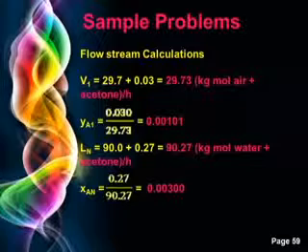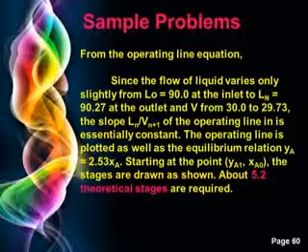After that, we will compute the flow streams. V1 is the vapor leaving the first stage. It is equal to 29.7 plus 0.03. So that's 29.73 kilogram moles of air plus acetone in 1 hour. If we compute the mole fraction in V1, it is equal to 0.03 over 29.73, and that's 0.00101. And we will compute Ln, the liquid leaving the stage. That is 90 plus 0.27, that's 90.27 kilogram moles of water plus acetone in 1 hour. If we compute the mole fraction of acetone in Ln, it is just equal to 0.27 over 90.27. That's about 0.003.